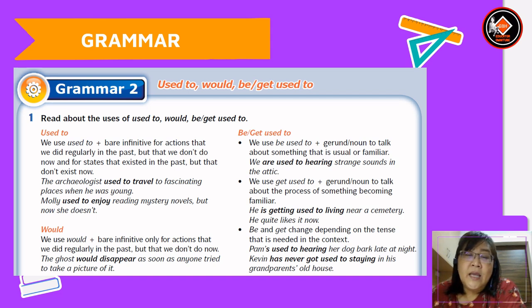We use get used to plus gerund or noun to talk about the process of something becoming familiar. He is getting used to living near a cemetery. He quite likes it now. Be and get change depending on the tense that is needed in the context. Example, Pam's used to hearing her dog bark late at night. Kevin has never got used to staying in his grandparents' old house.